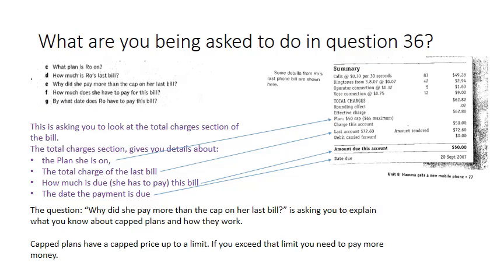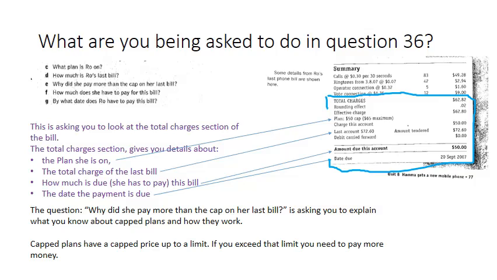In parts C, D, E, F and G, you're being asked to again have a look at that bill, but you're being asked in the total charges section of the bill. So that's this lower section down here. So I'll just block that out for you. So if you have a look there, you'll see that it lists what plan she's on and the total charge of that bill, how much it's due and when that payment's due.